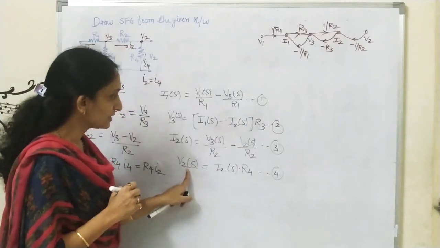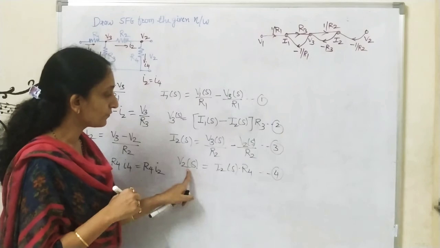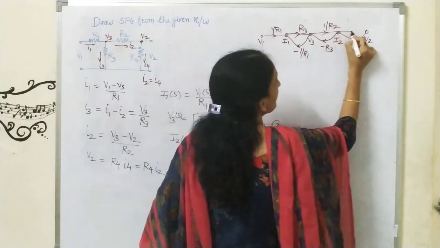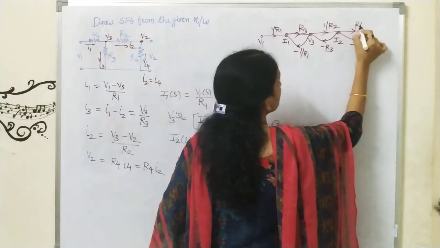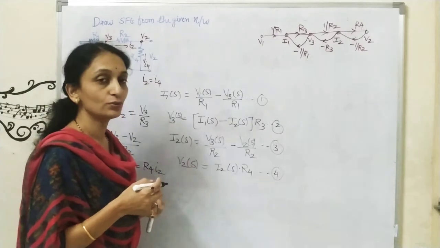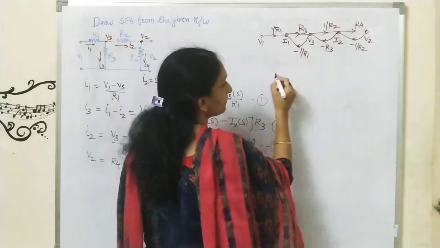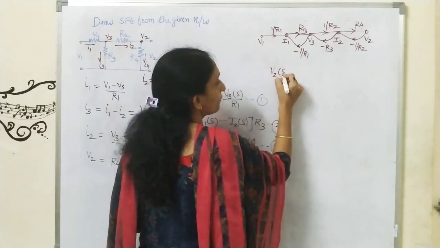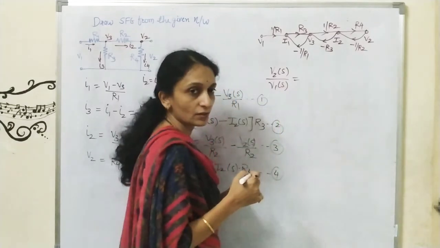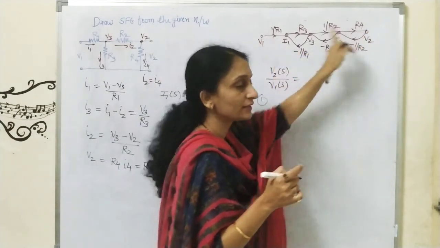Now last is equation number 4. V2 of S is equal to R4 into I2 of S. So I will write here R4 into I2 of S. So we have drawn the SFG. Now we know the Mason's gain formula that we have to apply here. So transfer function V2 of S upon V1 of S is equal to P1 delta 1. P1, only one forward path is there.